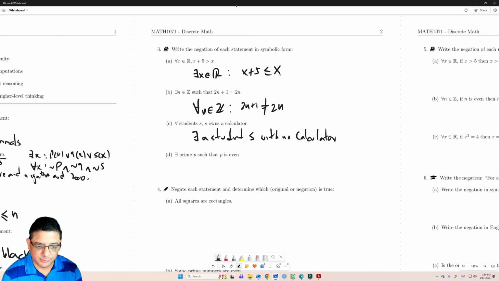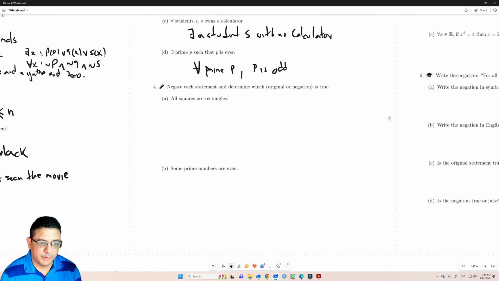D, the negation of "there exists a prime P such that P is even" can be said as: for all prime P, P is odd. In this case, odd will be the negation of even.